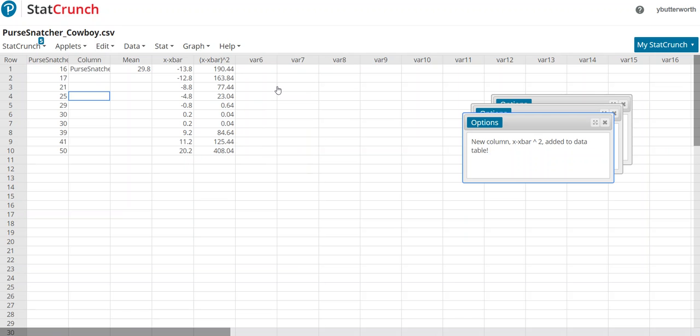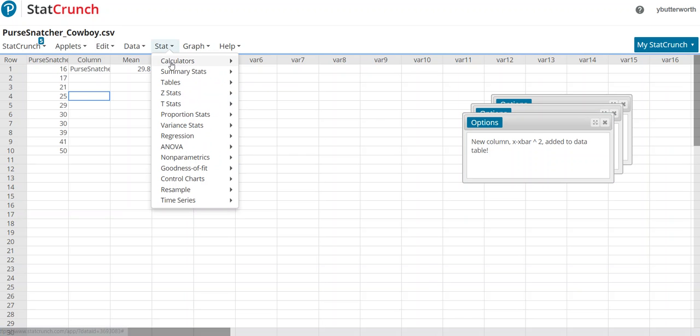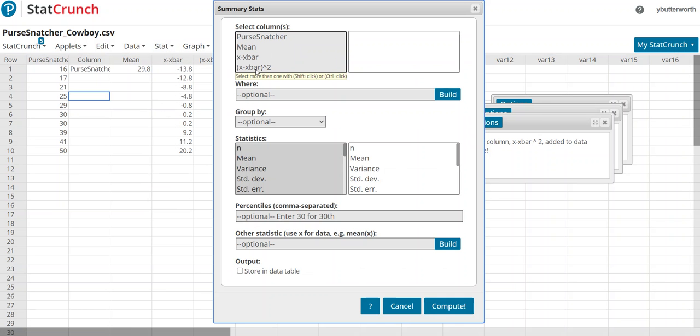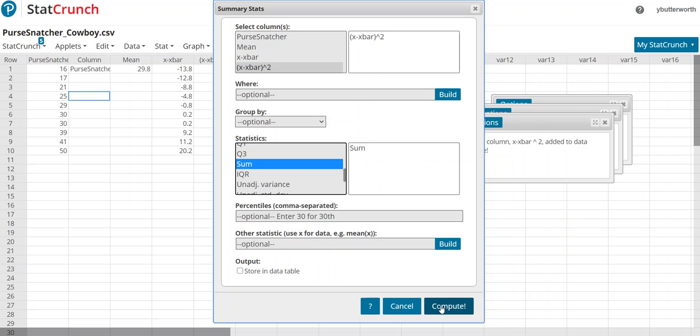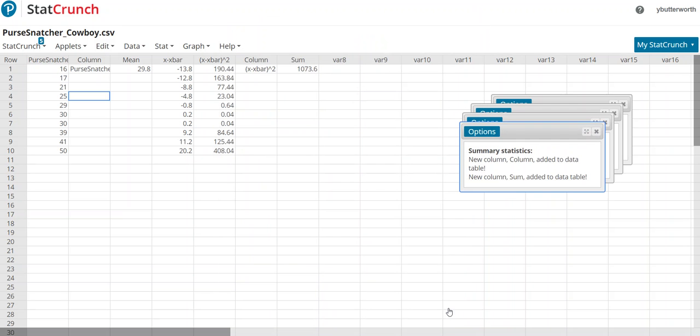All right, now the next thing that I need to do in order to compute the variance is add up all the deviations, the squared deviations about the mean. So I'm going to go back to my stat menu, go to summary statistics, go to my columns, choose my x minus x bar quantity squared, and find their sum. Then I'm going to store it in my data table and compute it.